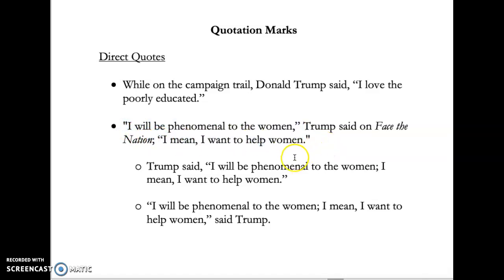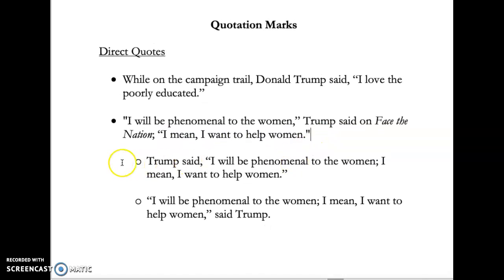Okay. Now, of course, you could do it the more conventional way. Trump said, comma, and here we have the whole quote, "I will be phenomenal to the women. I mean, I want to help women." Or you can put it at the end, in which case you start with the quote and then you write "said Trump" at the end. No matter what, though, the rule is you put quotation marks around the direct quote.